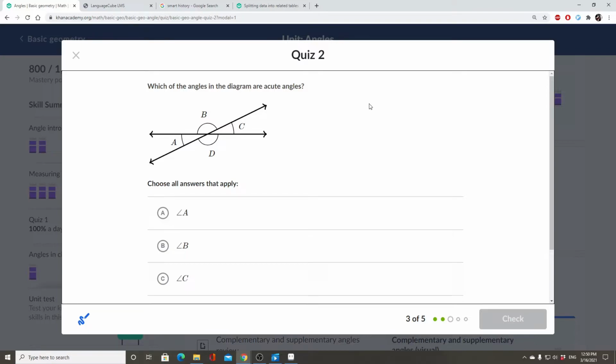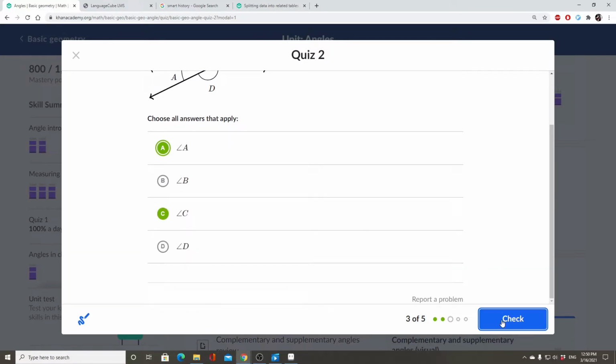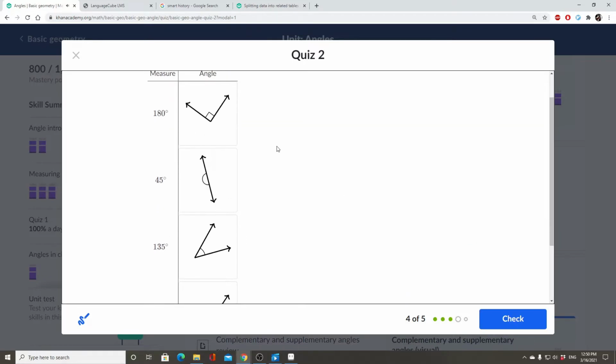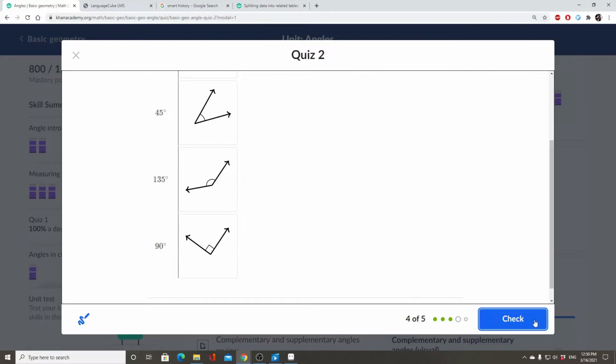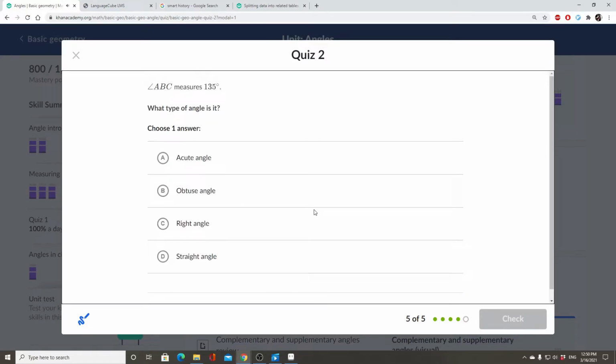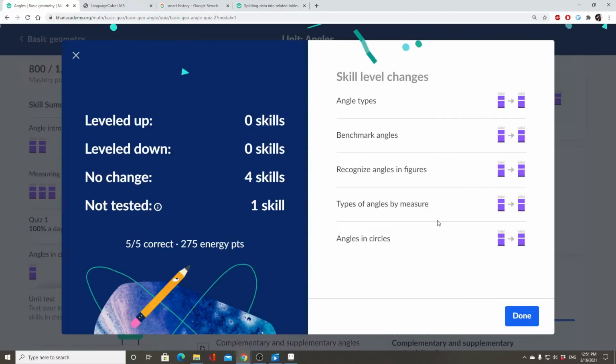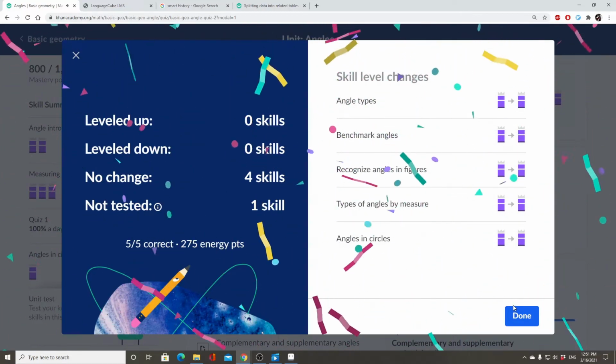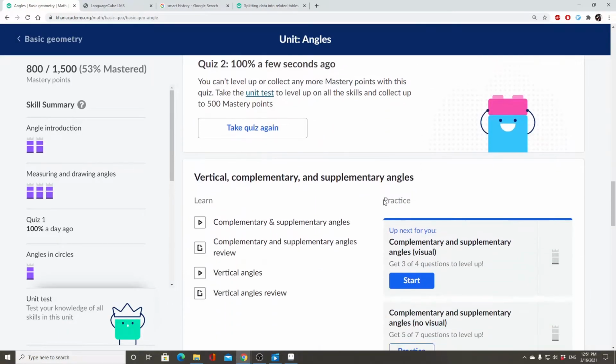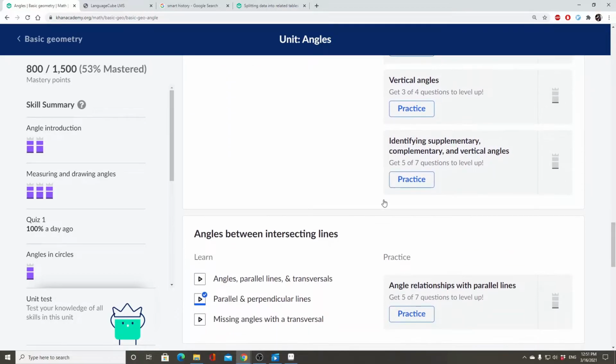Alright, which of the angles in the diagram are acute angles? Acute. C and A. Yeah, okay. So I'm pretty comfortable with this. This is 180, that's 90, that's 45, 135. Cool. And what type of angle is it? Oh, it's 135. Okay, so it's an obtuse angle. Definitely not straight. Oh, look at that. Cool. Okay, neat.